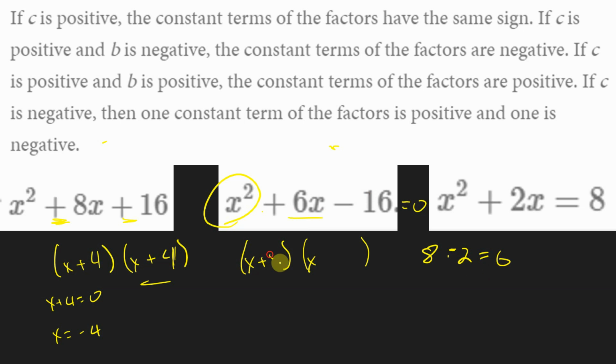So that's going to be x plus 8, positive 8, and x minus 2. Negative 2, those are my factors. And I should have done this on the other problem too, I forgot. But remember, you can always check your work by foiling, right?